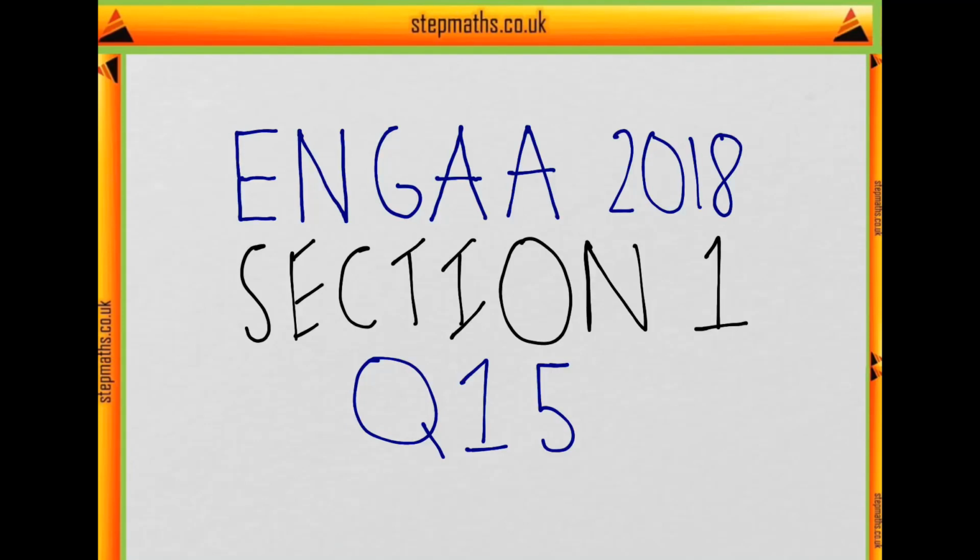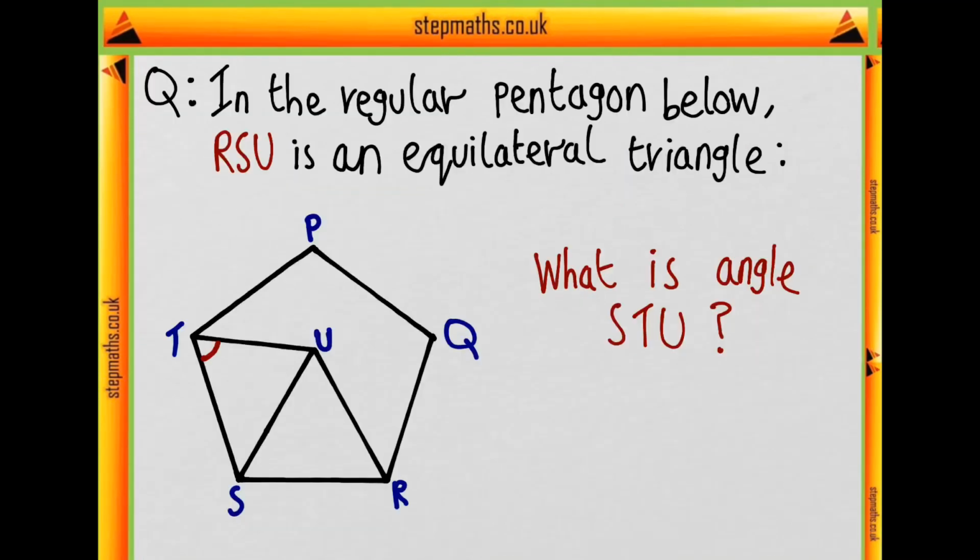This is question 15 from section 1 of the 2018 ENGAA paper. In this question, we're given a regular pentagon, PQRST, and we're told that RSU, where R and S are two vertices of the pentagon, forms an equilateral triangle, and we're asked, what is the angle STU?